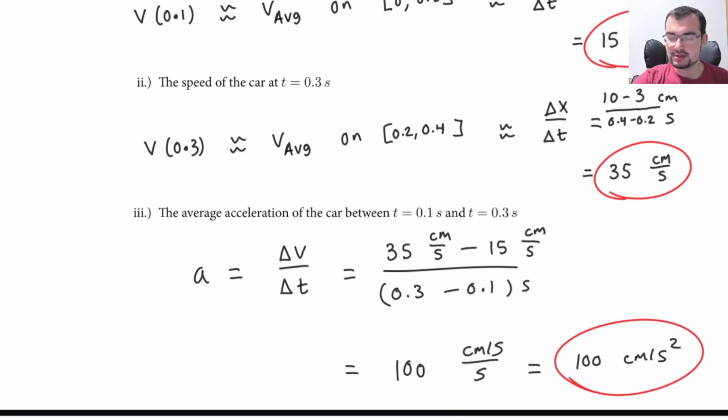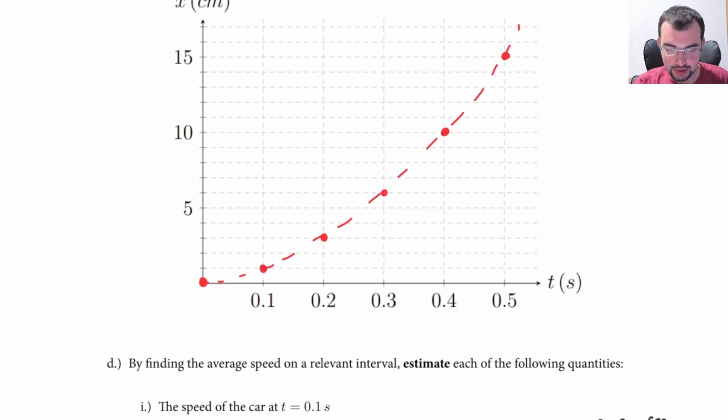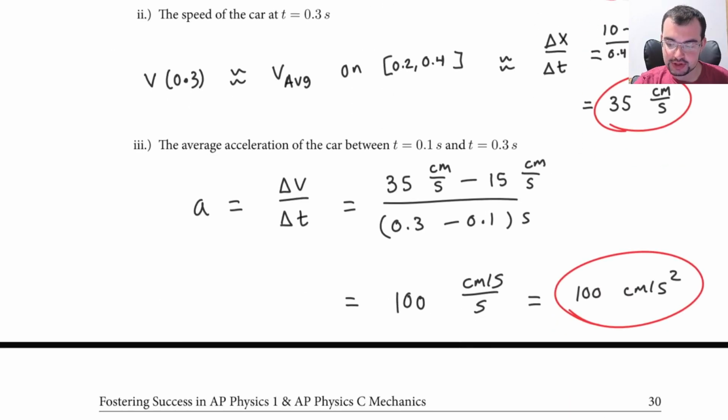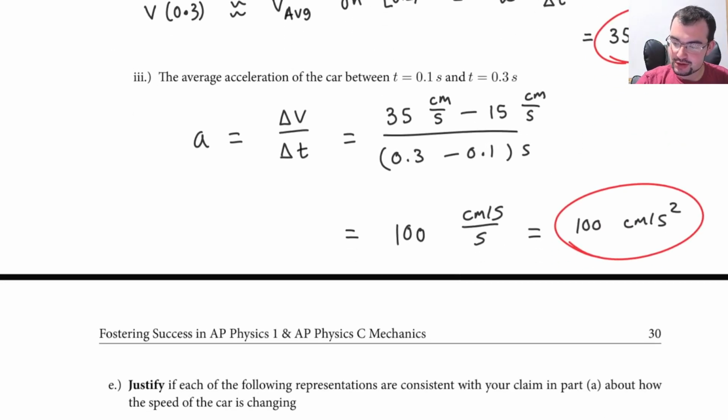So what this says is that every single second, I don't go 100 centimeters, right? Because I'm going different speeds. So I don't go the same centimeters every second. This tells me how many centimeters per second of speed, 100, I am getting every second.